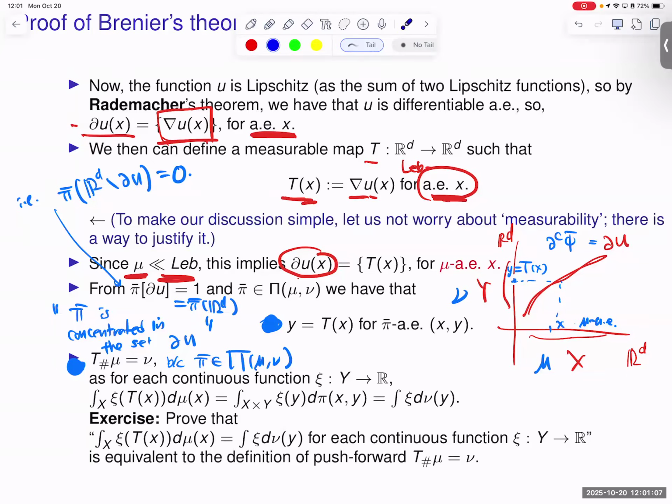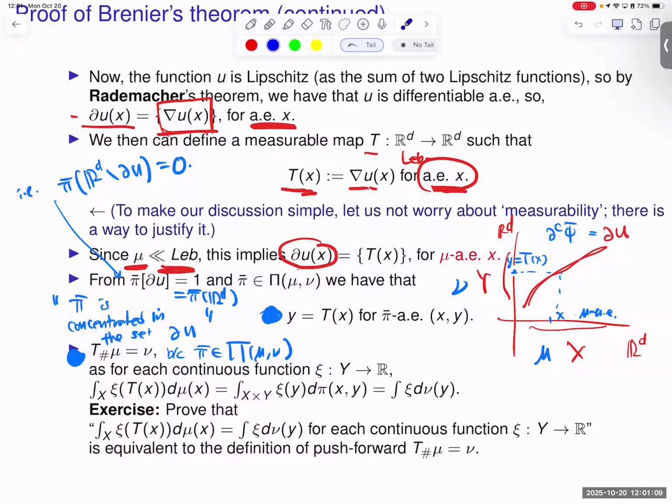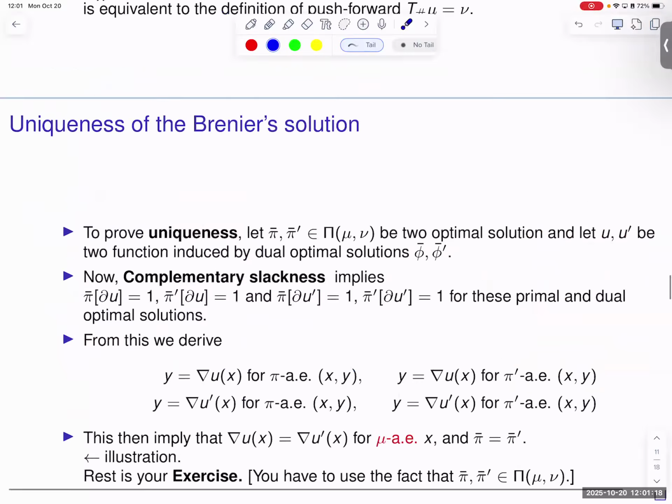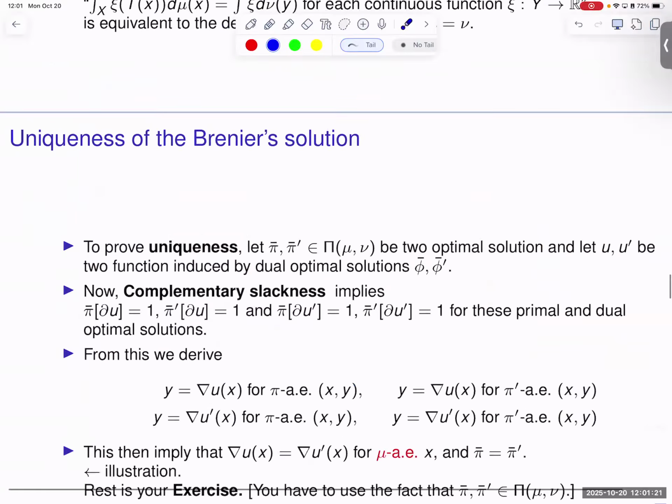All right. Okay, then, so that's the proof of this characterization of the optimal transfer plan in Brenier's theorem. And then uniqueness. Uniqueness is kind of easy to see. Suppose you have two transfer plans, pi bar and pi bar prime, that are optimal. Then you have the corresponding potential functions, let's say u and u prime.